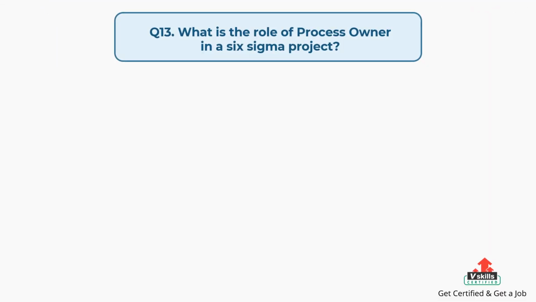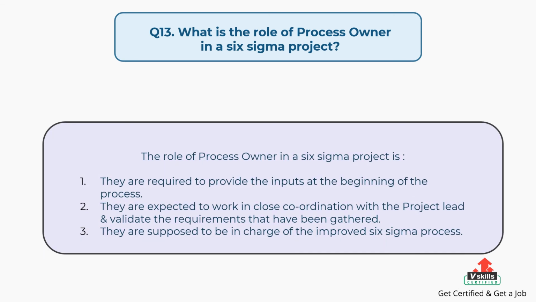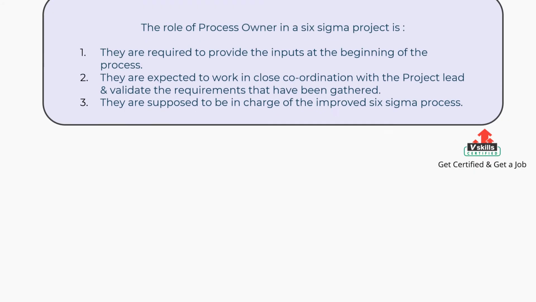Question number 13. What is the role of process owner in a Six Sigma project? The answer is, the role of process owner in a Six Sigma project is: 1. They are required to provide the inputs at the beginning of the process. 2. They are expected to work in close coordination with the project lead and validate the requirements that have been gathered. 3. They are supposed to be in charge of the improved Six Sigma process.